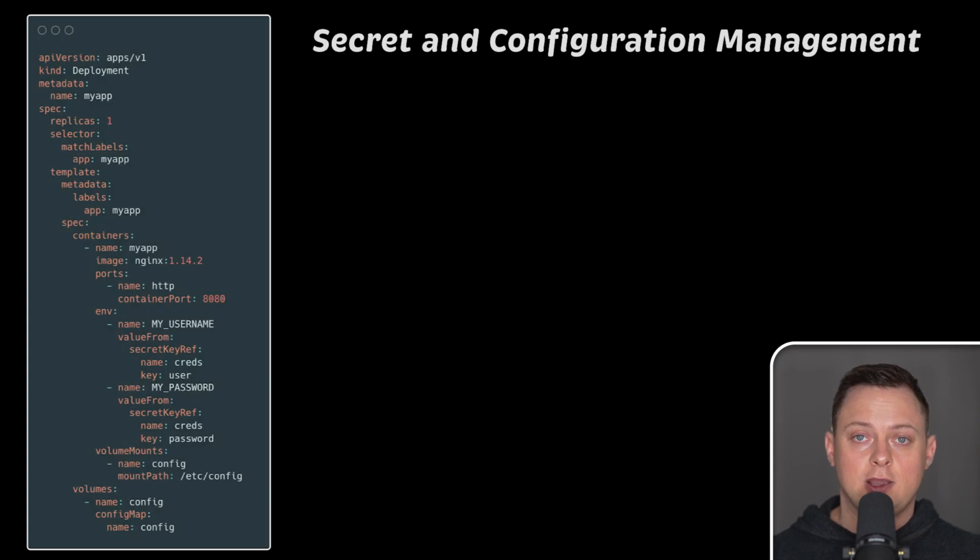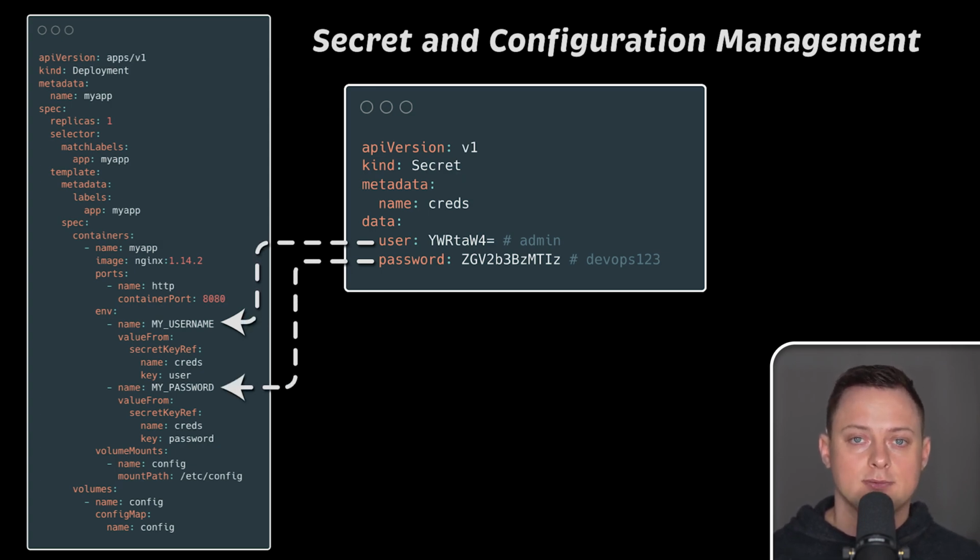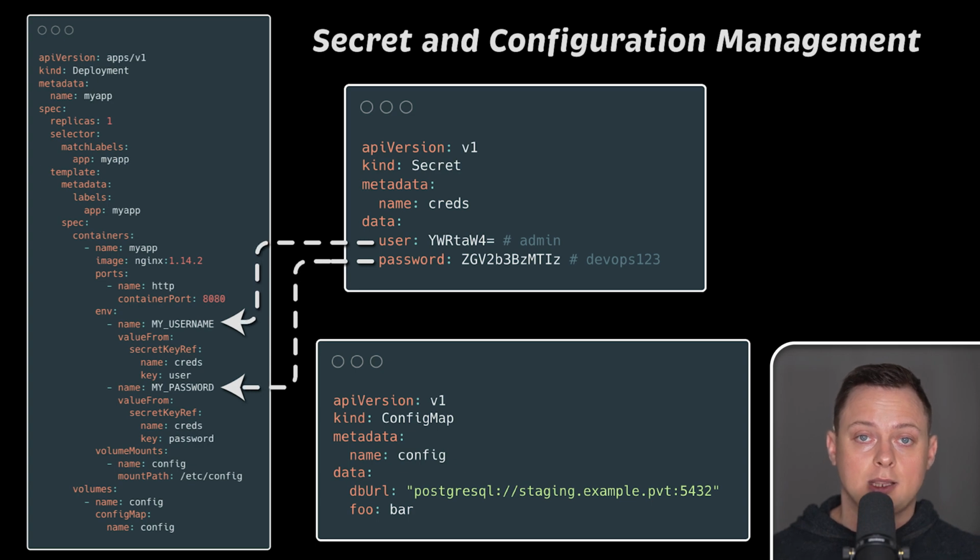And finally, we have secret and configuration management. You can use Kubernetes secrets to store sensitive data such as usernames, passwords, and application tokens. Additionally, you can decouple application source code from environment-specific variables by using config map. For example, in staging environment, you can connect to the staging database, while in production you can connect to the production database. You can manage other properties in the same way as well.